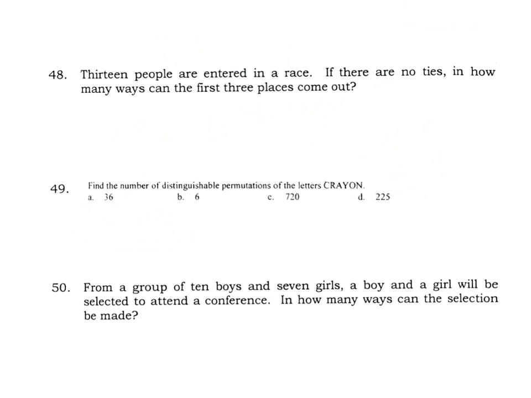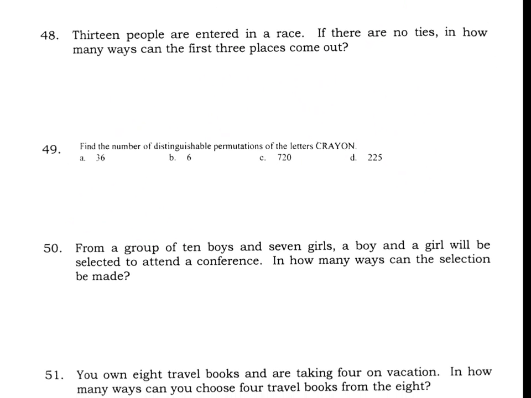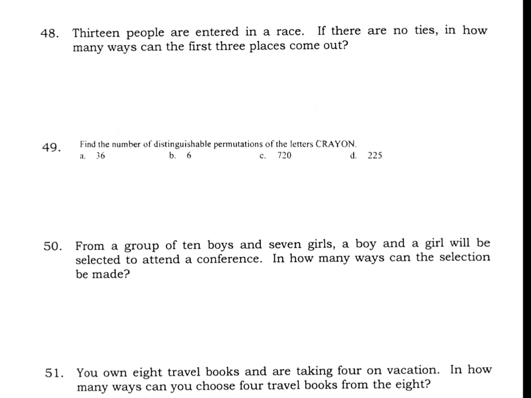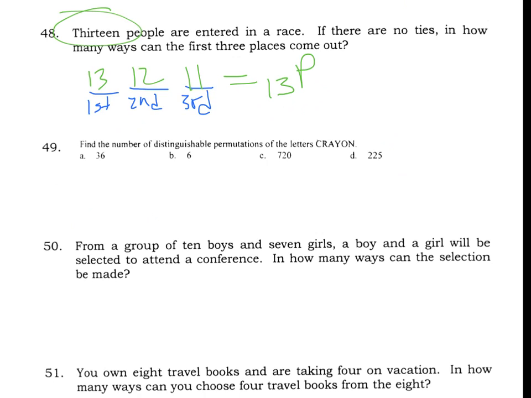Right, continuing the idea with counting, number 48 here. 13 people entered a race, and if there's no ties, how many ways can the first 3 places come out? A couple of ways you could do this problem. You could do it just straight with the counting principle. Here's first place, second place, and third place. And since there are 13 people, there are 13 ways first place could come out. And then once the first person has crossed the finish line, there are 12 possibilities left for second, and finally 11 possibilities for third. The other way you could do that is you could say 13P3, for permutation.